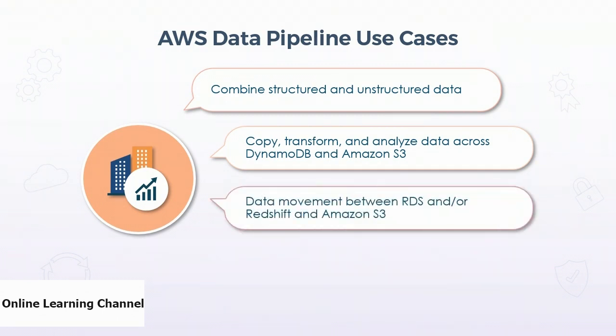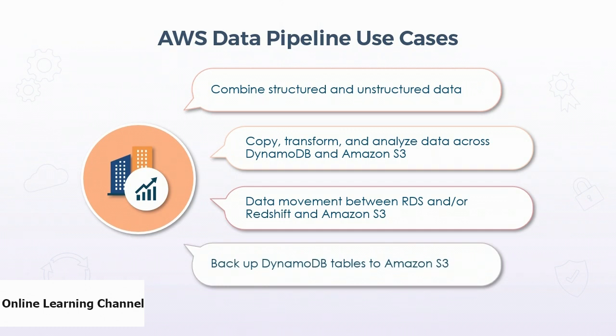Thirdly, one use case could be to copy data from RDS or Redshift tables to Amazon S3 and vice versa. Lastly, it is frequently used for backing up DynamoDB tables to S3 and also to copy data from users' local storage warehouses and move it to Amazon data stores to make it available for various services.